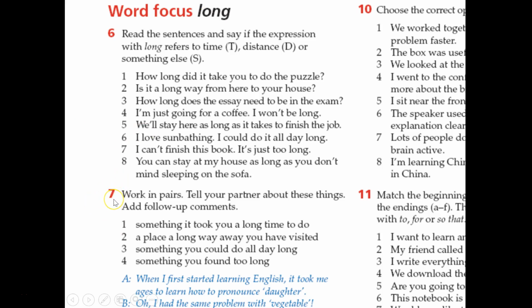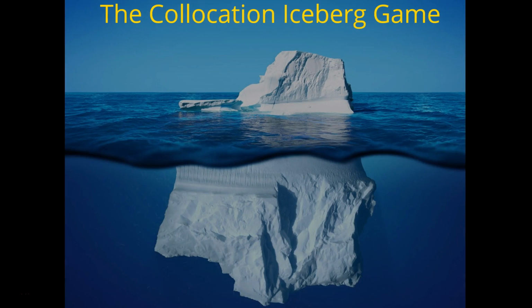A good activity to introduce the word focus, and one which activates students' prior knowledge, is the collocation iceberg game. In this activity, you give each pair or group of students a blank piece of paper and ask them to draw the waterline and an iceberg. Remember, there is more of the iceberg under the water than above. Give the students the word you're going to focus on and ask them to write it on the waterline.